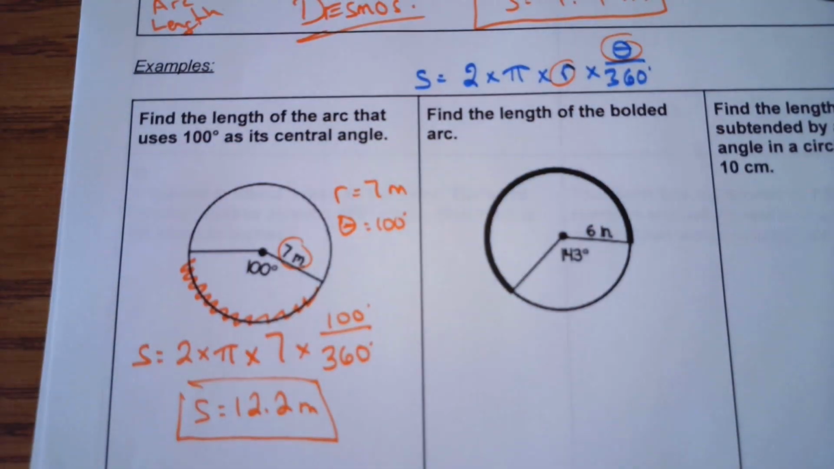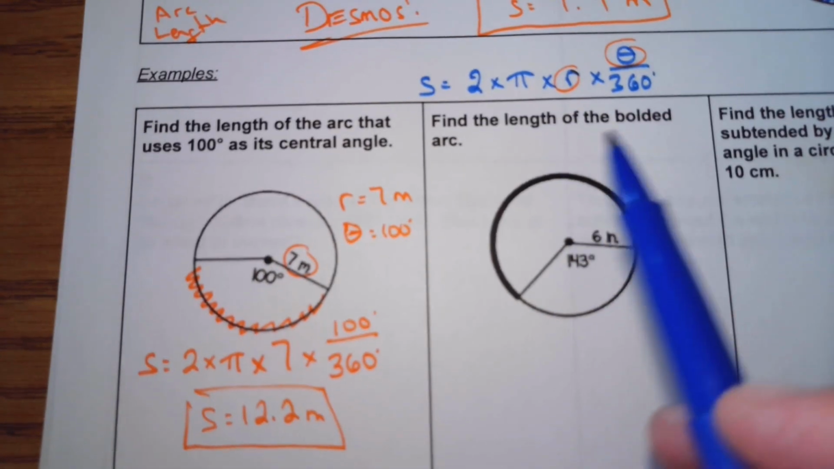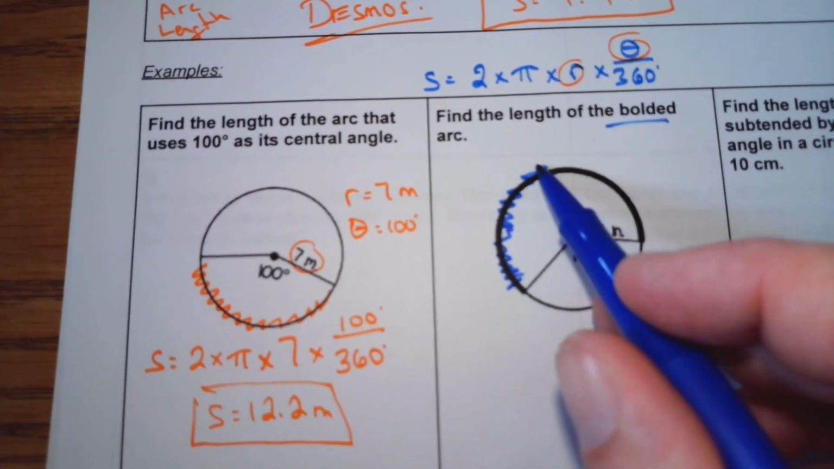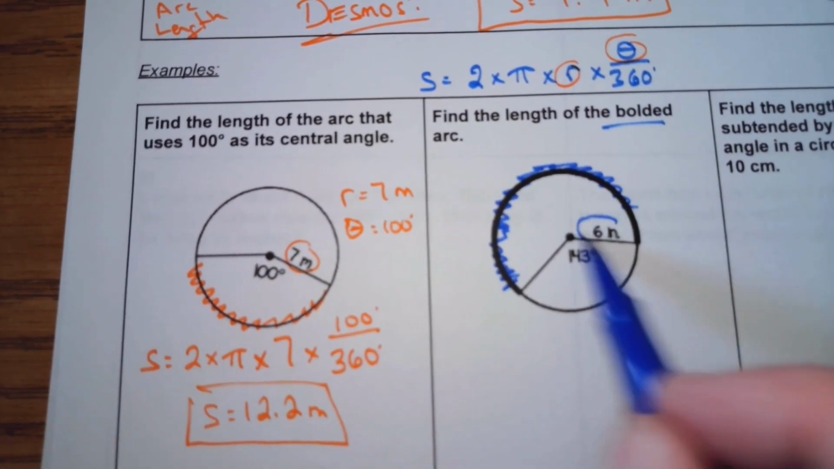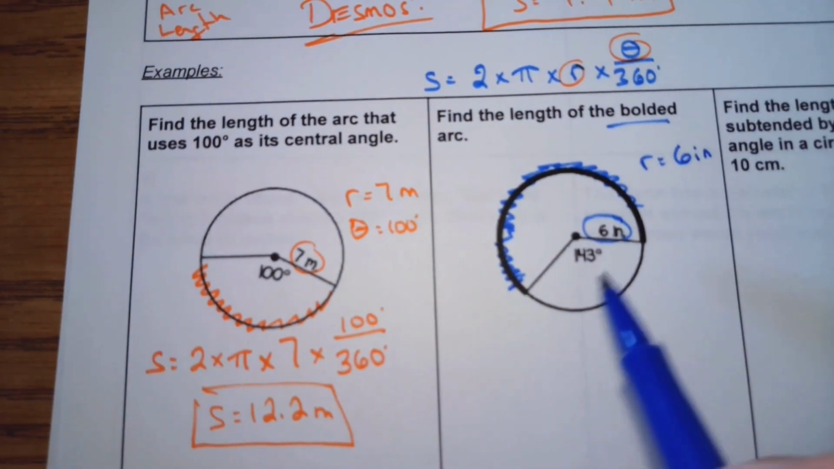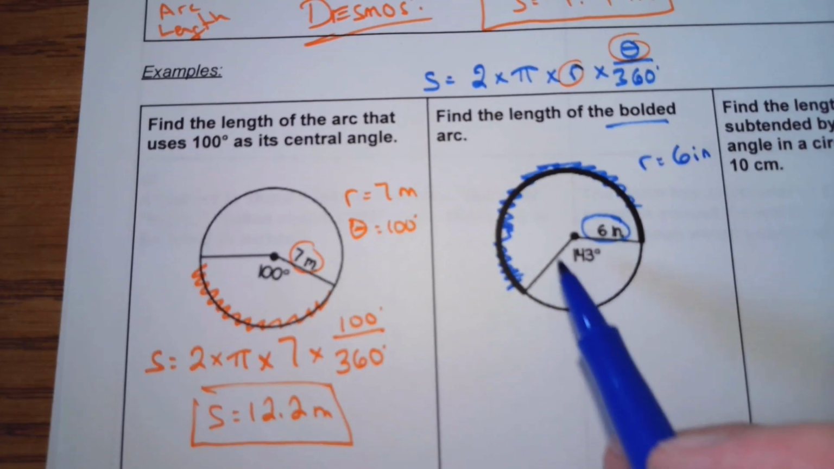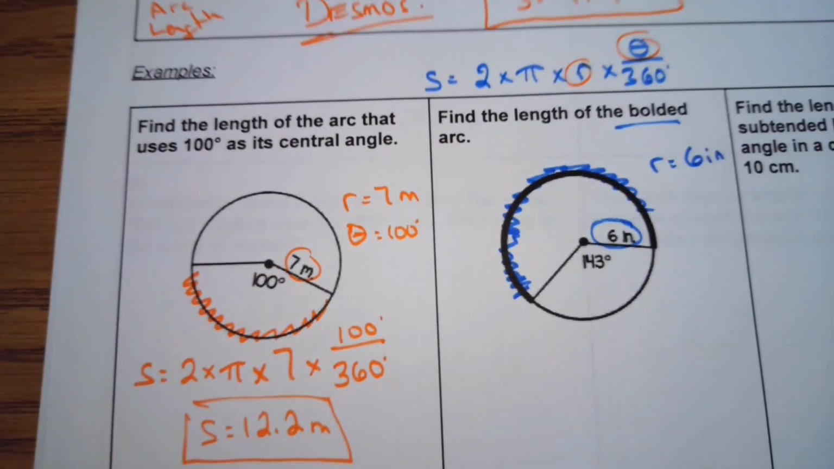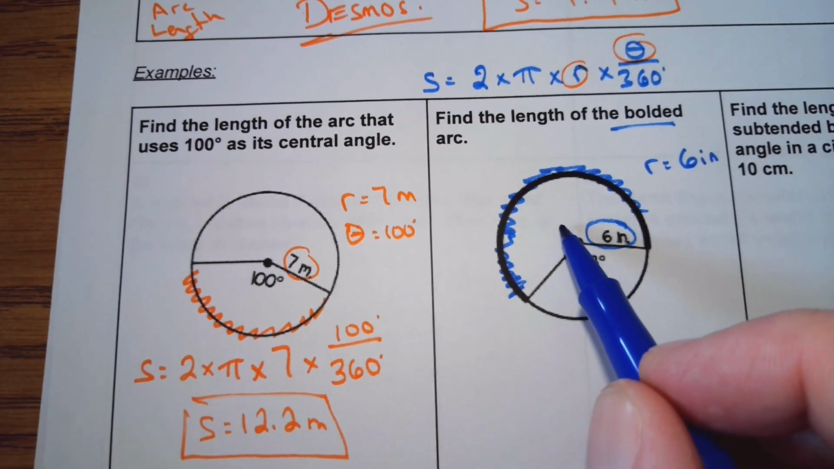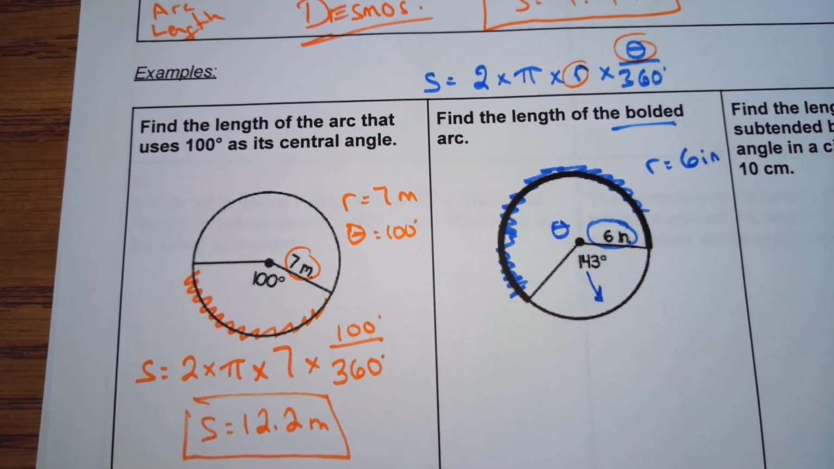Okay. All right. Next one. So we want to find the length of the bold arc. So we're talking about this arc right here. So I see 6 inches. So that's the radius. So the radius is 6 inches. But now this 143 over here belongs to this arc. So I still need to know theta over here.